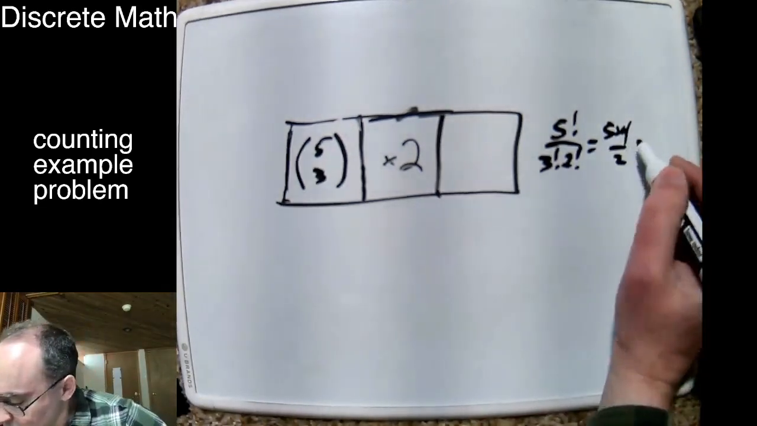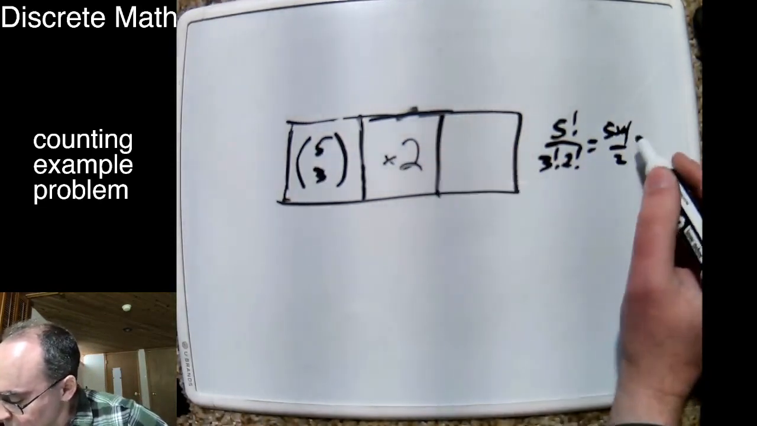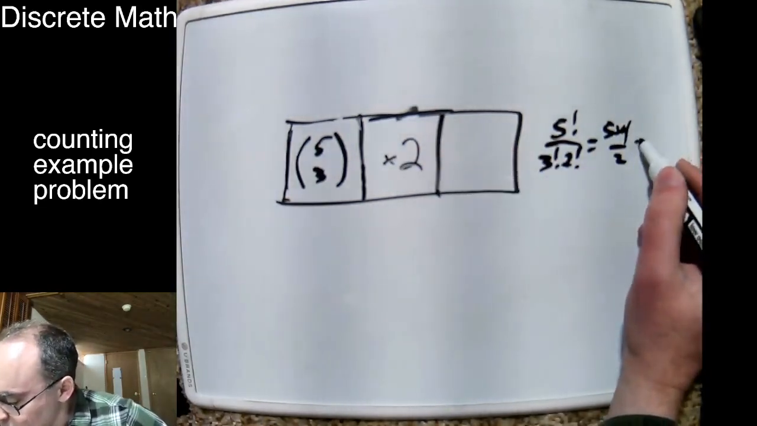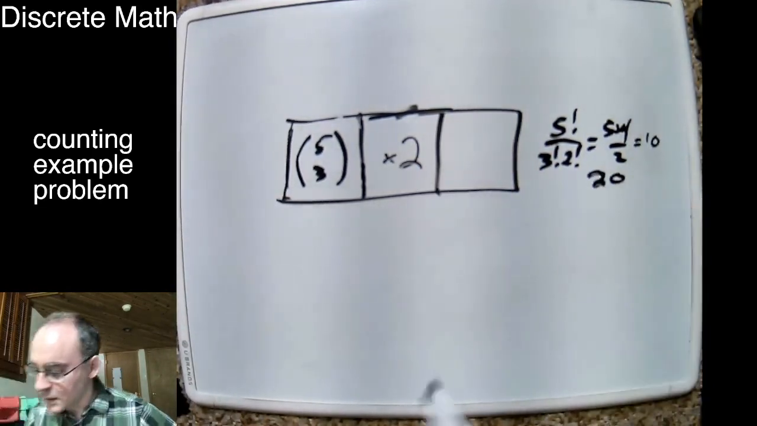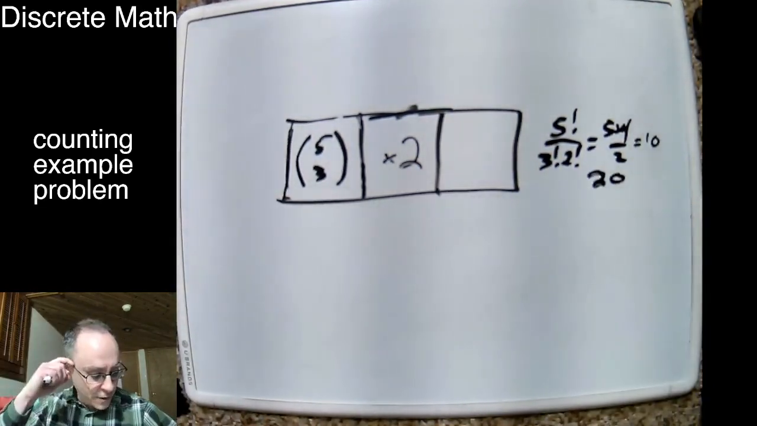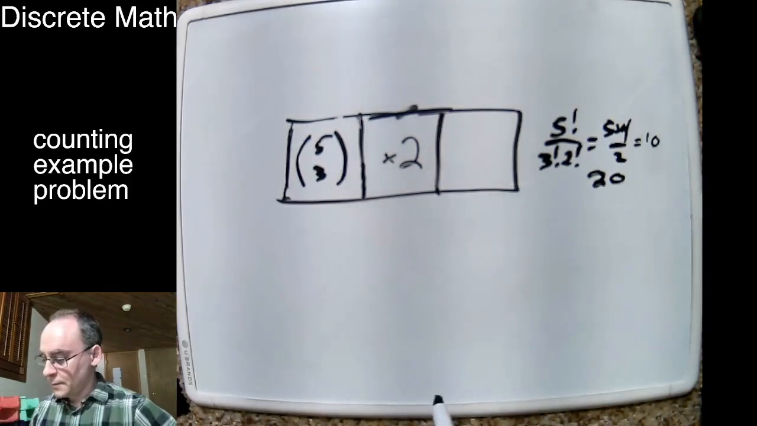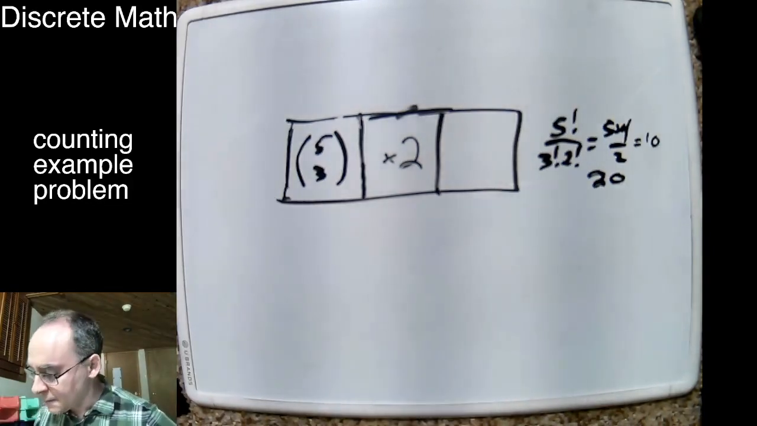But I'm also multiplying it by 2 then here. So this will be, let's see, that's 10, and then I'm multiplying by 2, so that's 20. So I've got 20 ways of doing this sort of 3-1-1 arrangement. Let's leave that aside for the moment.